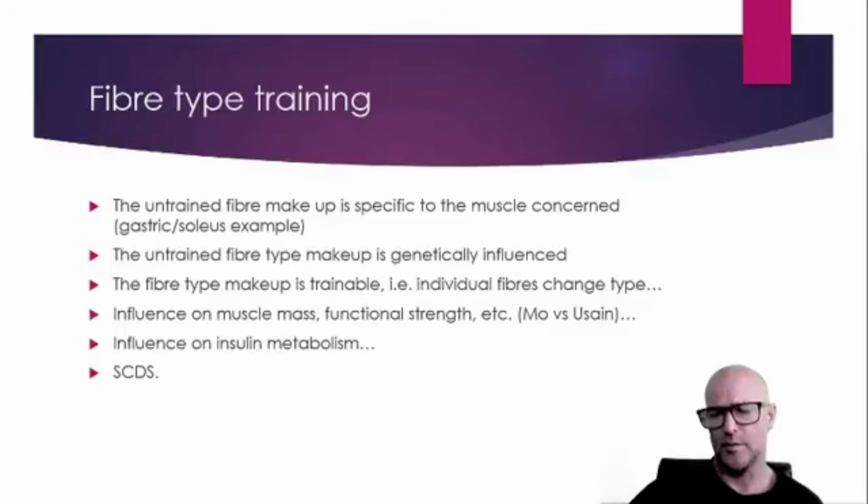Also, across the different muscles in any given individual, in the untrained state, your fiber makeup is genetically influenced as well. Some people have genetic advantages in some particular muscle fiber makeups. For example, we can look at Mo versus Usain. Would Usain be a good distance runner? No, he'd be absolutely terrible at that.